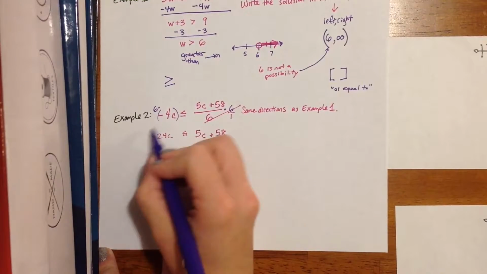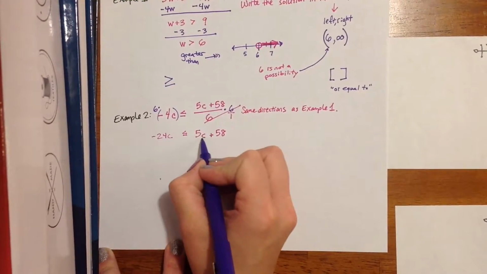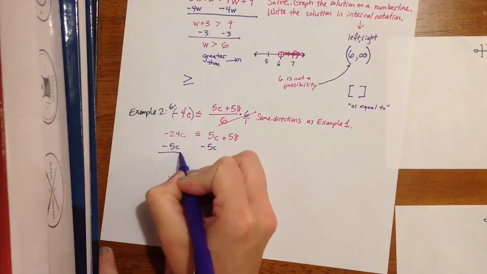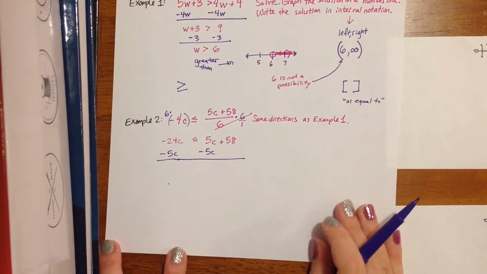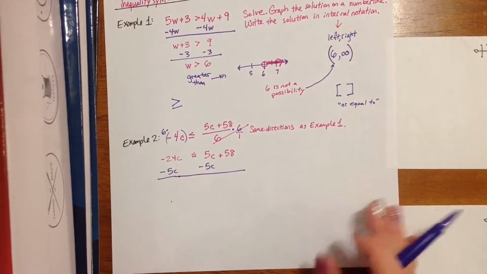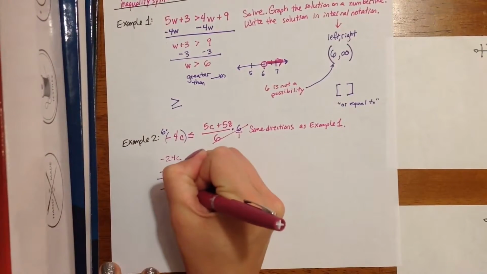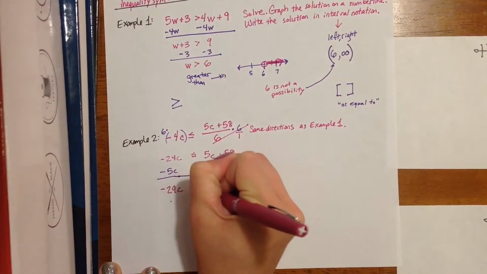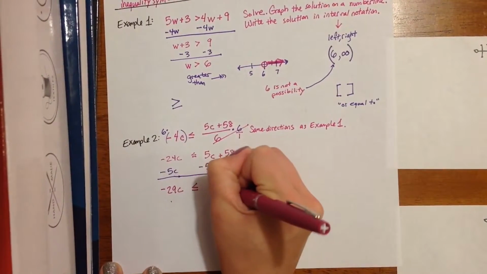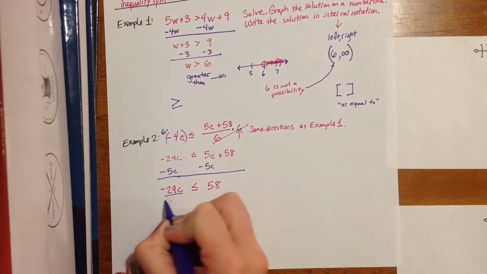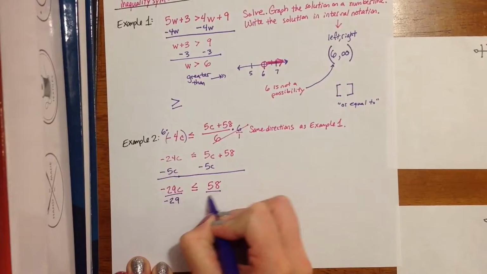Now, my c's are all by themselves over here, but I need to get this 5c over there, so away it goes. So again, right here, subtracting by 5c. That is fine. Nothing has to switch here with the inequality symbol. Not yet. So I have negative 29c is less than or equal to 58. Now here's where we have a switch coming up. I need to divide by negative 29.